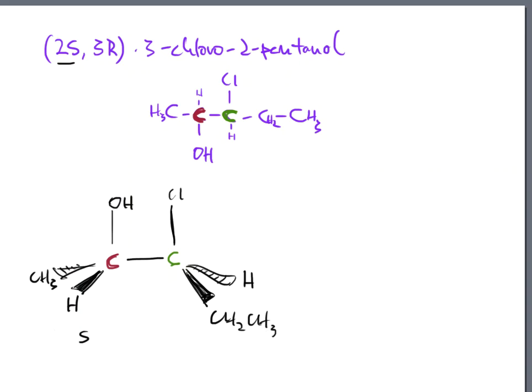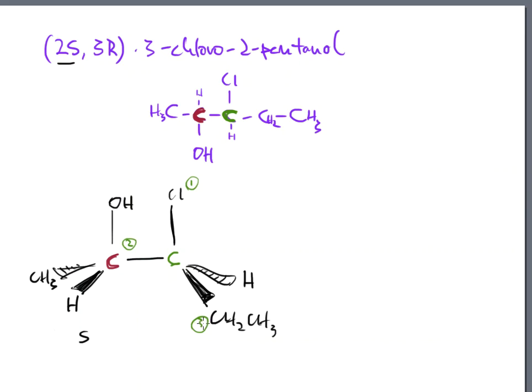So if I rank the groups, chlorine is going to be rank 1. Carbon and carbon is a tie. We move on. Carbon and carbon is another tie. We move on. There's other stuff over here like an oxygen, an OH group, right? And then this one runs out. So this is going to be rank number 2, and this is going to be rank number 3. Typically, the more complicated the group is, the better chance that it is going to be higher ranked than something else.